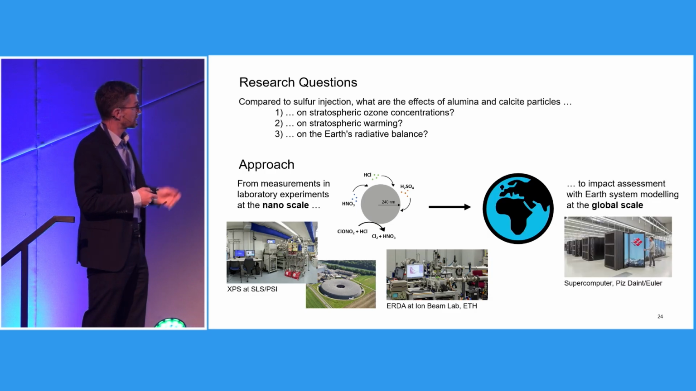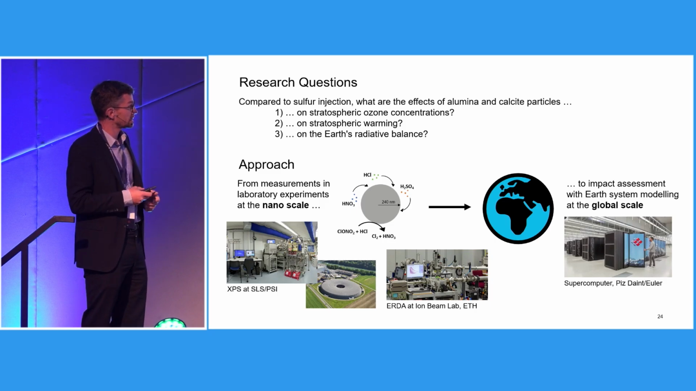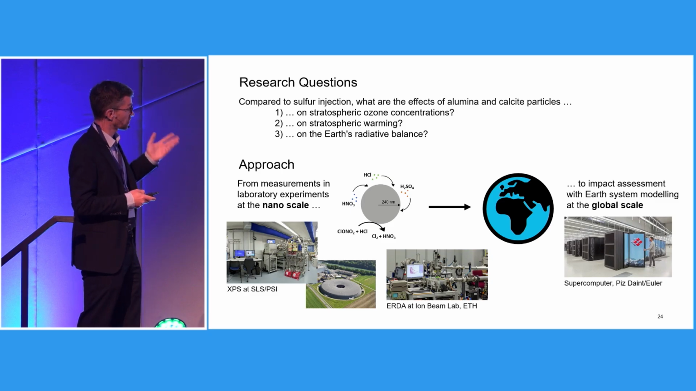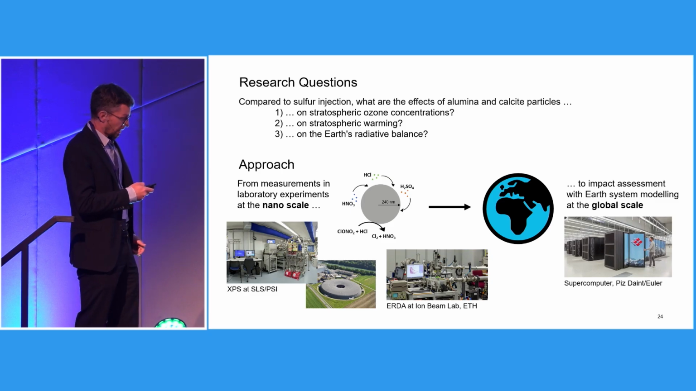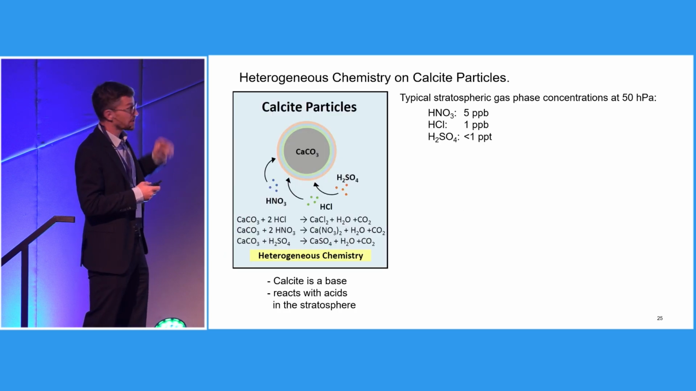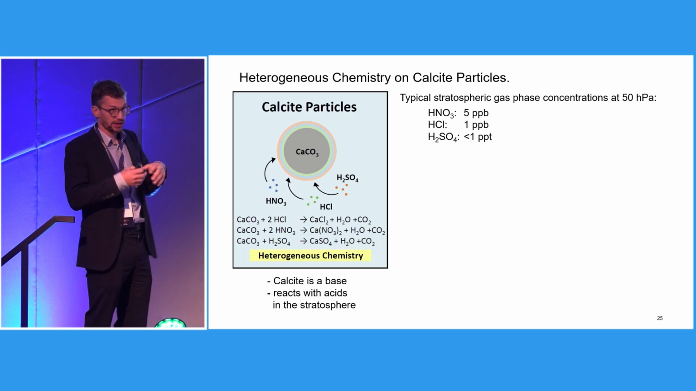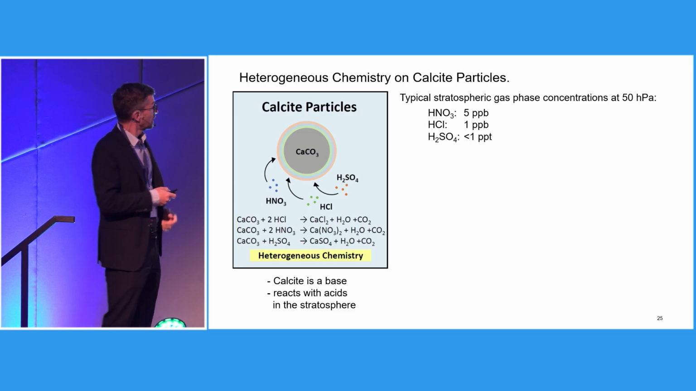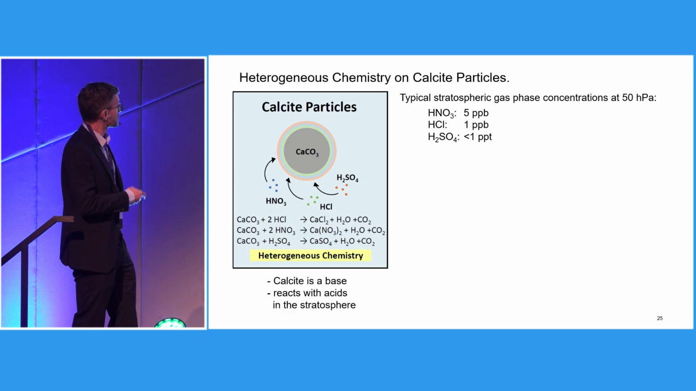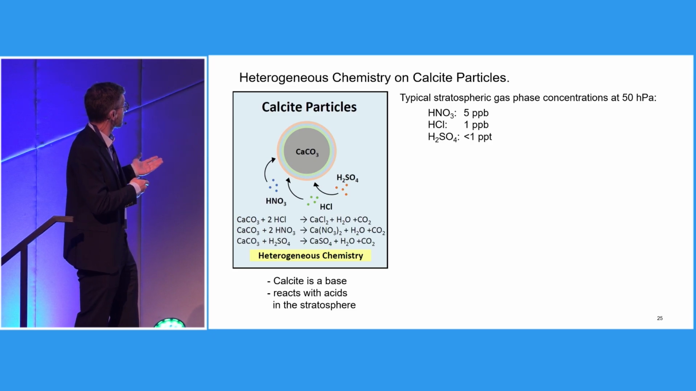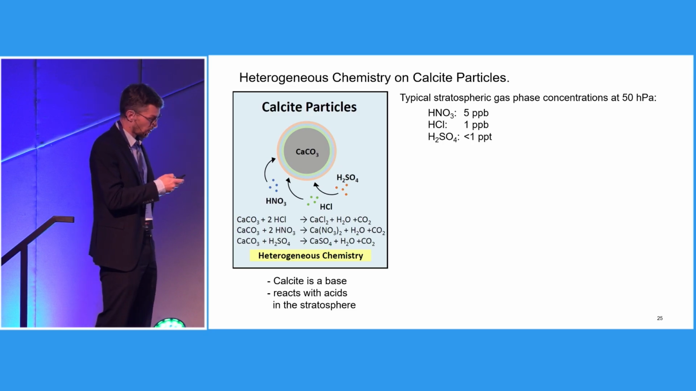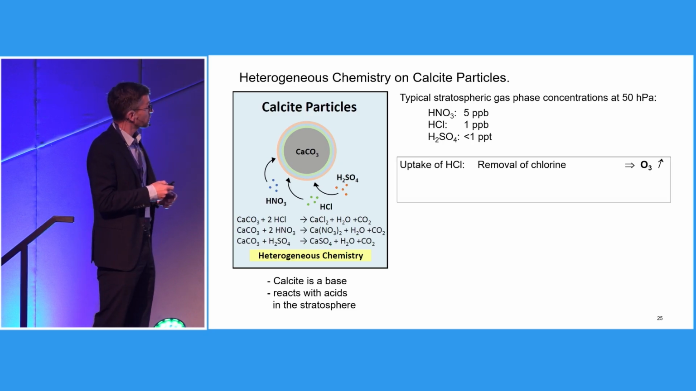And then we implemented these processes in our Earth system model, and tried to quantify the downstream impacts of solid particle SAI. So let's first give a brief overview about the heterogeneous chemistry of calcite particles, so how calcite particles interact with trace gases in the stratosphere. Calcite is a base, so it reacts with acids in the stratosphere. So it's mainly H2SO4, HCl, HNO3. So the first two here, they are present in the parts per billion range. So they are probably the most important ones.